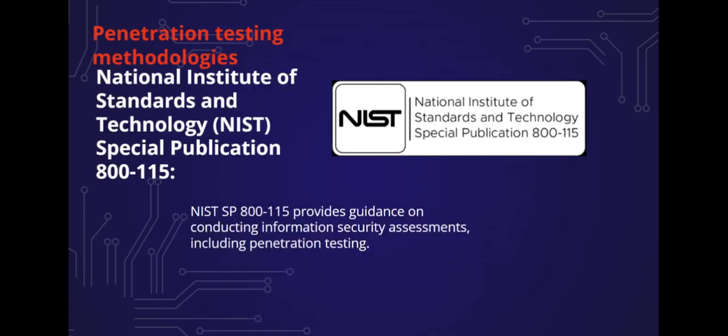From there, we're going to move on to the NIST SP 800, which provides guidance on conducting information security assessments, also including penetration testing. It outlines the steps involved in planning. So this part is really important, to identify what? To identify vulnerabilities. NIST SP 800 emphasizes the importance of risk management. Any organization usually has a risk management team that takes care of risk management, and they also do continuous monitoring throughout the testing process.